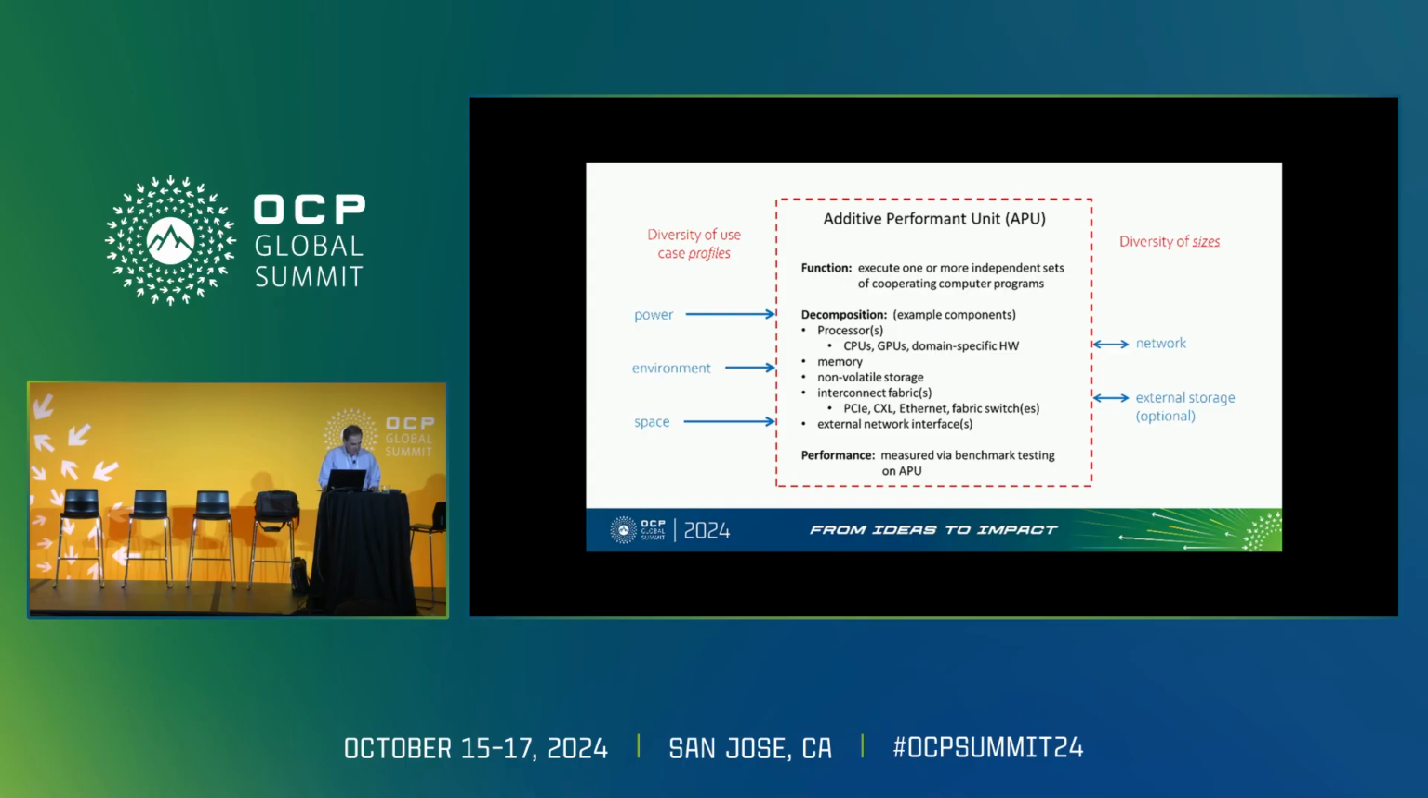The dashed red line in the figure delineates the APU from its operating environment. Power, environmental control, physical space are provided by the data center facility to the APU. A data center network is required to provide communication between the APU processing units and the rest of the data center. Optionally, external storage may be available to the program executing on the APU. Note that an APU is typically targeted to some subset of the use case profiles previously defined. Because of this, the definition of an APU can scale from a single host server to an AI cluster to a room-sized supercomputer.